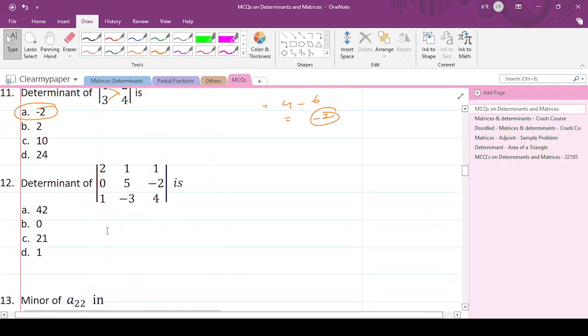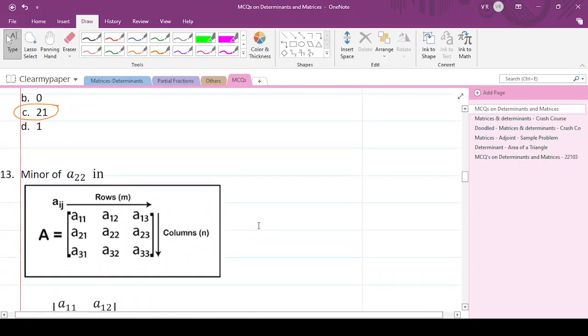Let's go back to the problem. Determinant of this problem, the answer is 21. Yeah, the answer is 21, and I've solved this in the crash course, and you can refer to that. Otherwise you can solve it yourself, but that's what it is. Okay, let's move to the next concept.